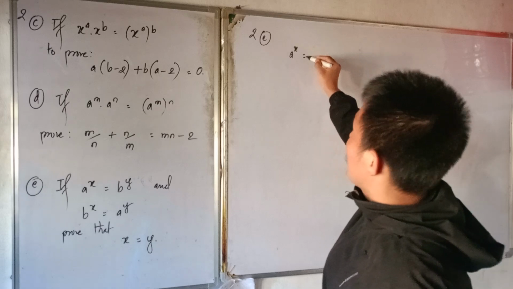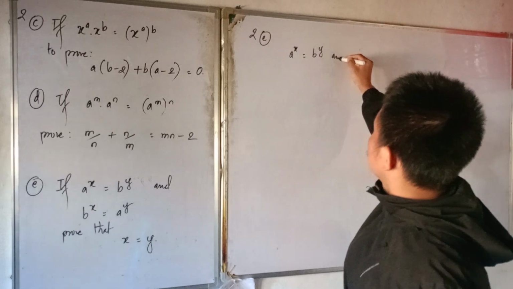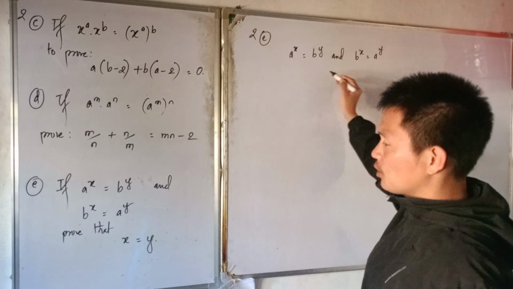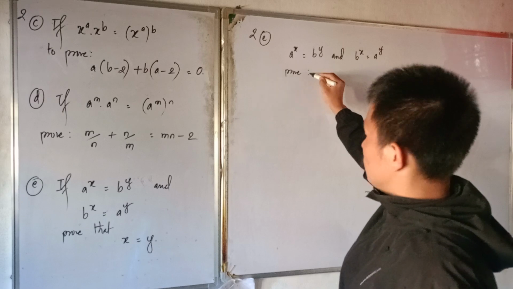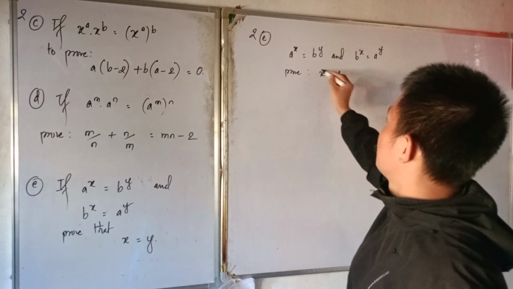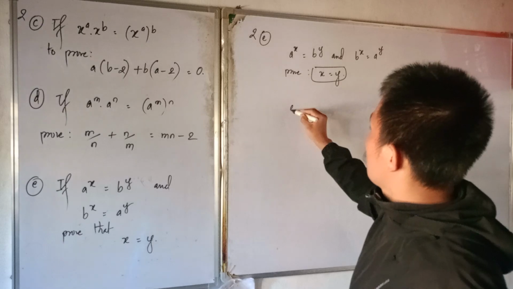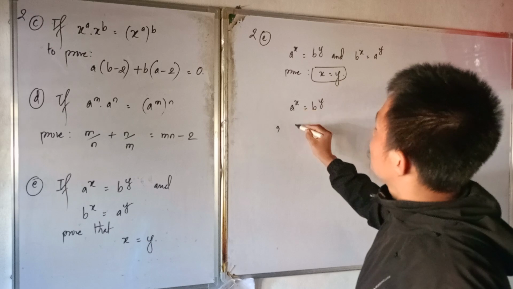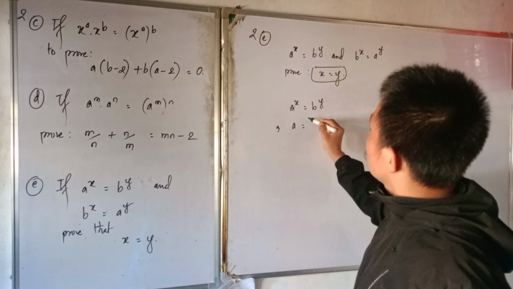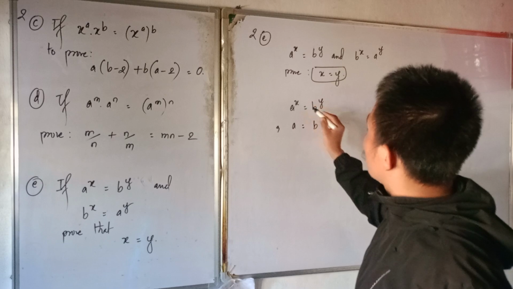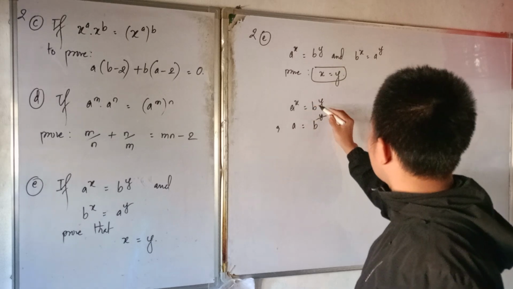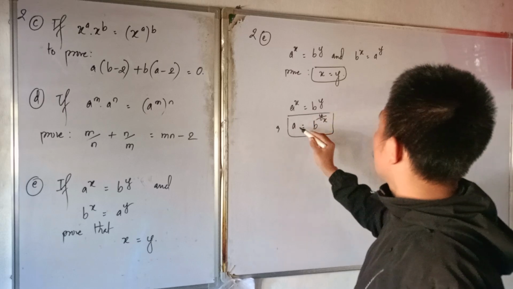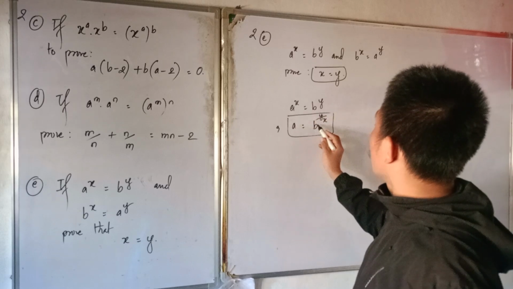We are given a power x is equals to b power y, and another b power x is equals to a power y. Now in this case, you have to prove x is equals to y. So for this, we have a power x is equals to b power y. Now what you do is make this a alone. So this x power will go into the denominator of the other side's power. So here we have a in terms of b: a is equals to b power y by x.